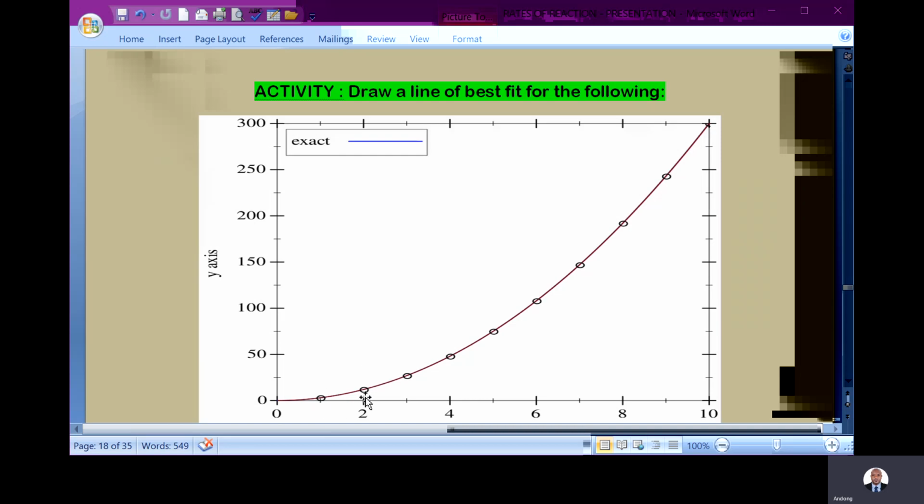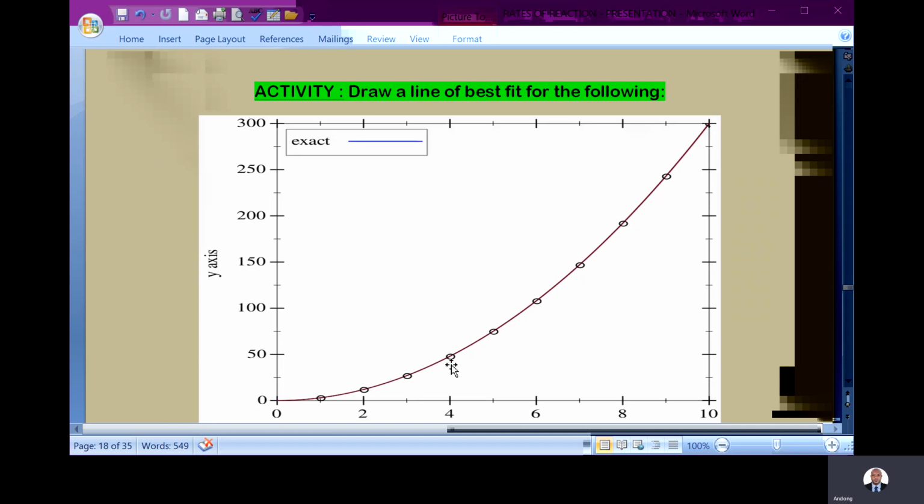How many points are there? We have 1, 2, 3, 4, 5, 6, 7, 8, 9. There are 9 points. We need to draw a straight line so that the points above and the points below might be the same or might not be the same. It might be the same, but make sure that it must equate.